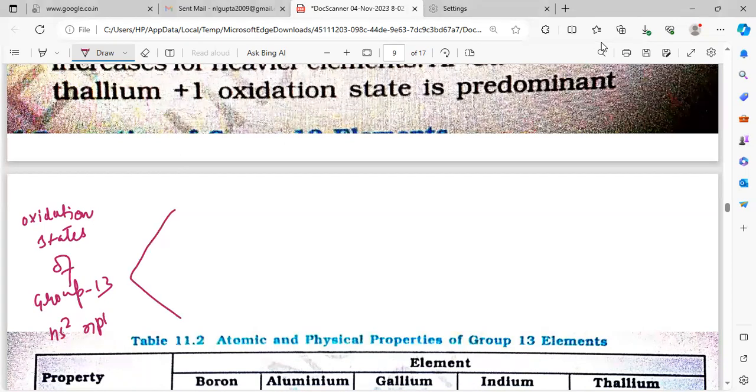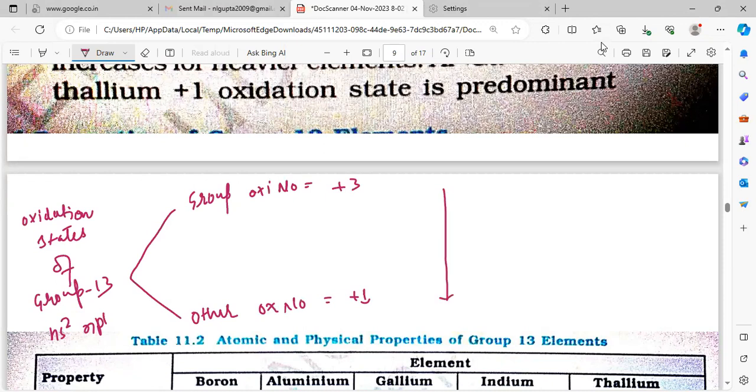What is the group oxidation number? Can you tell me? The group oxidation number is +3. And the second one is the lower oxidation state, the other oxidation number. What can it be? The other oxidation number is +1. So these two oxidation numbers they exhibit: +3 and +1.